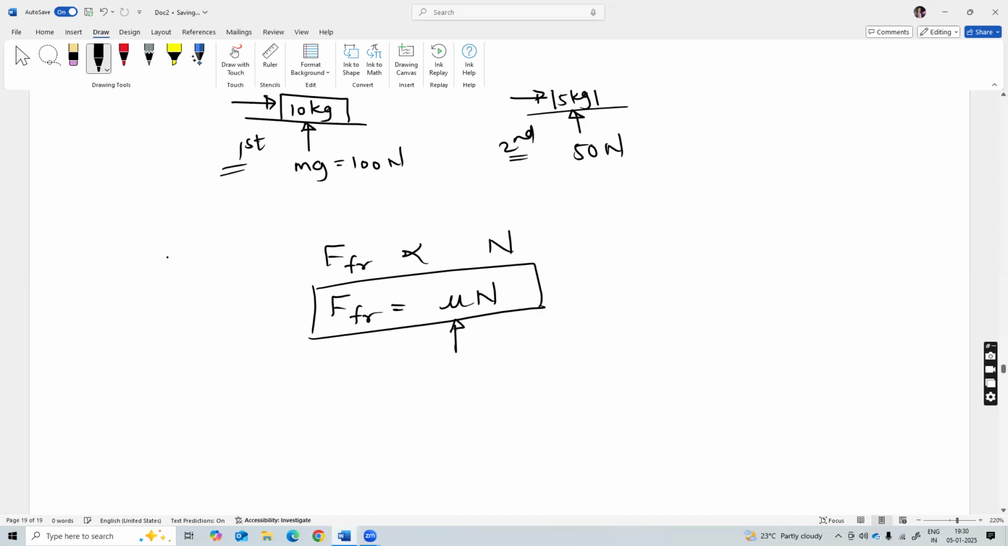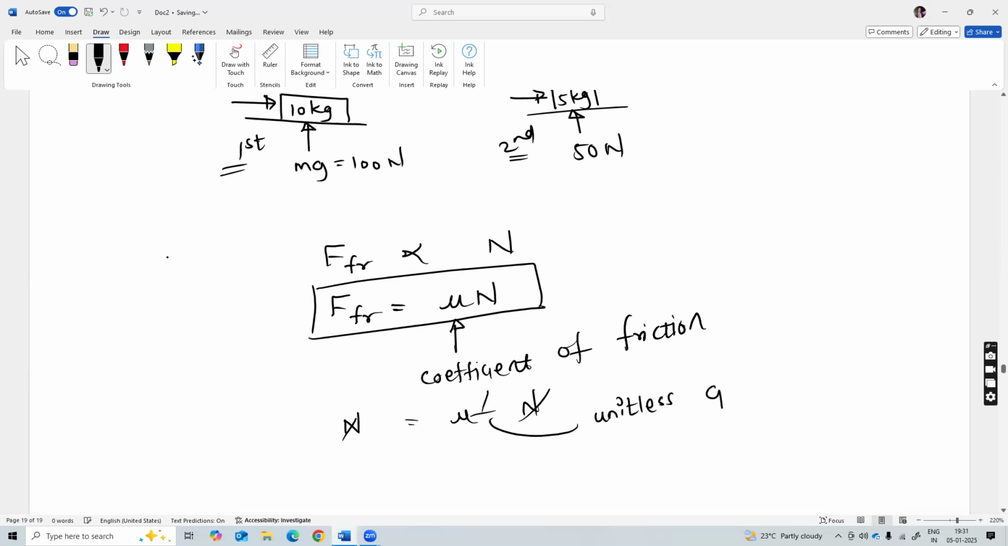Now this mu is the coefficient of friction. You know that the unit of friction force, it is a force basically, is Newton. The force of normal reaction, which is also a force, is also Newton, and therefore this Newton gets cancelled, and the coefficient of friction mu is basically a unitless quantity. It does not have any unit.